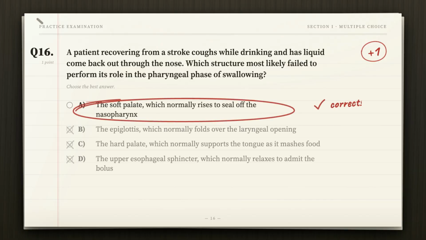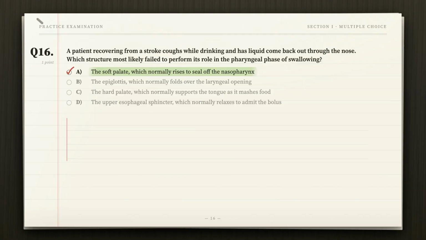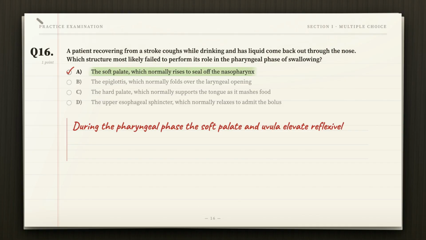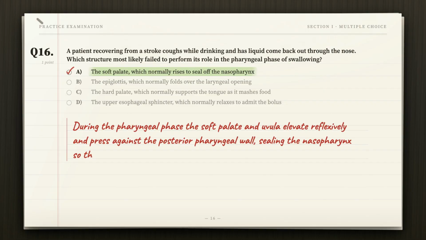The correct answer is A. The soft palate, which normally rises to seal off the nasopharynx. A is correct because during the pharyngeal phase, the soft palate and uvula elevate reflexively and press against the posterior pharyngeal wall, sealing the nasopharynx so the bolus cannot be forced upward into the nasal cavity. Nasal regurgitation is the classic sign that this seal failed.